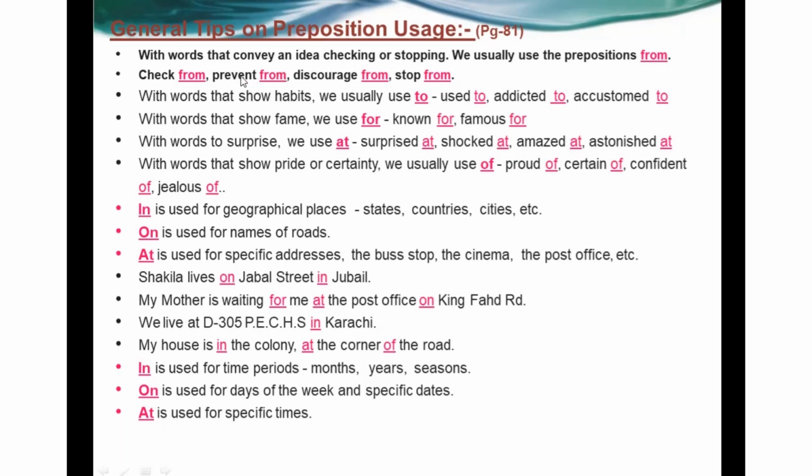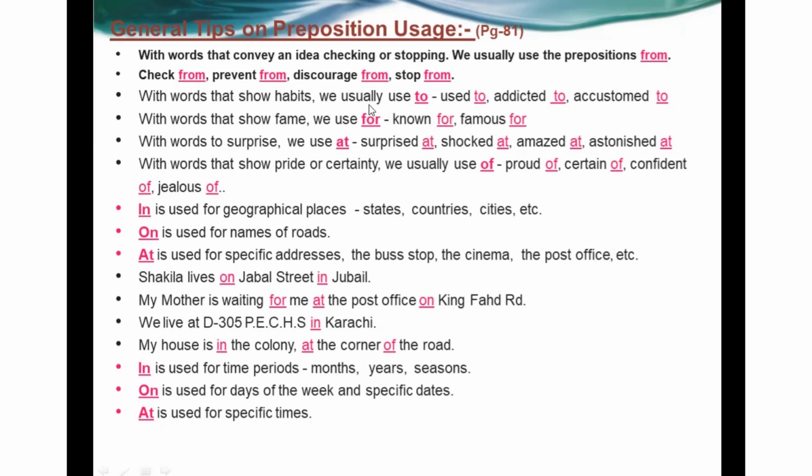Now let's see the next condition. With words that show habits we usually use "to" with them. For example, very commonly used is "used to". I used to have a pretty white cat. I used to have a pretty blue pen which I lost. Like that, in many things we use "to" here. Another habit can be some addiction. Like you can say I was addicted to ice cream or chocolate. Accustomed to, like that. "To" can be used with any sort of habit.